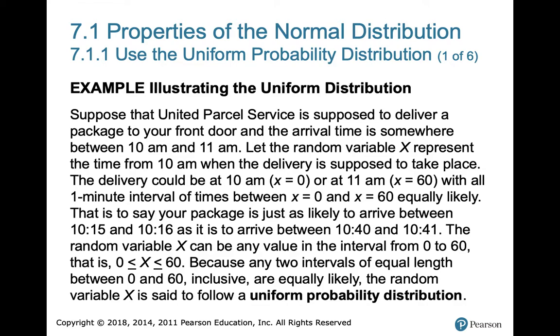So it could happen right at 10 o'clock, and that would be x is 0, or it could happen at 11 o'clock, and that would be x is 60. And so we could count from 0 to 60, and it's equally likely to happen at any point within there. So it could happen just as likely between 10:15 and 10:16 as 10:40 to 10:41. So this is called a uniform distribution because any two intervals within that 0 to 60 are going to have the equal probability.